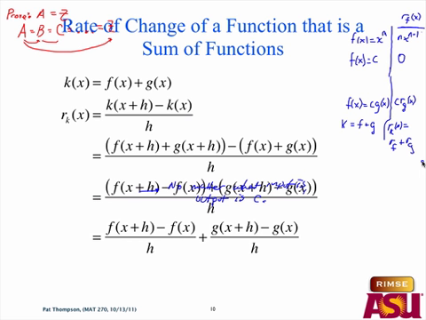So just gathering the f's together over h, gathering the g's together over h. What's this? Right back, the rate of change of f. The rate of change of g. They're summed together. That's it. Yes, April, you had it.